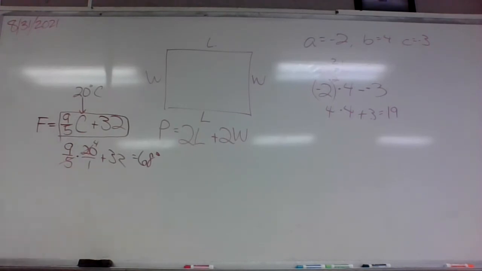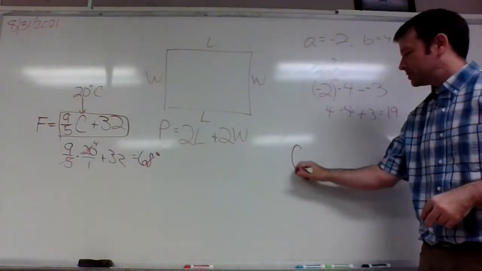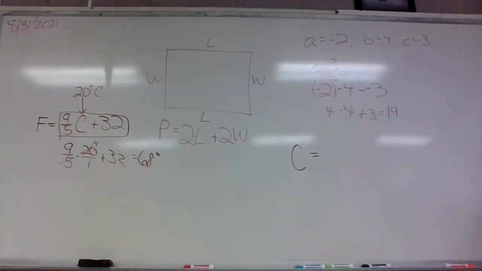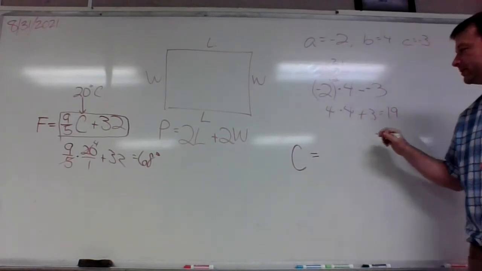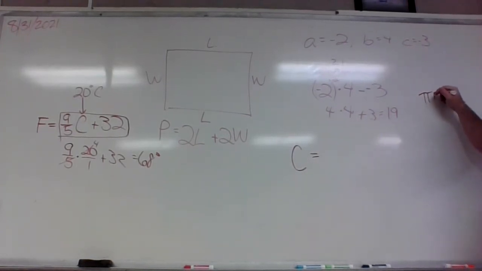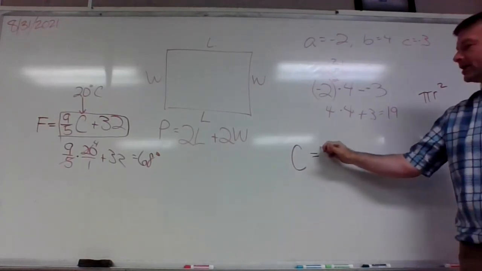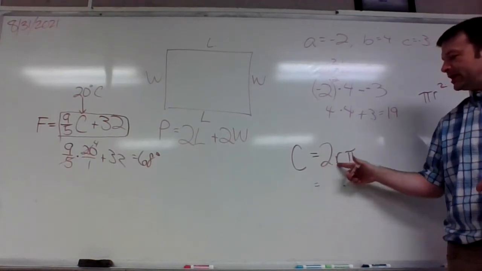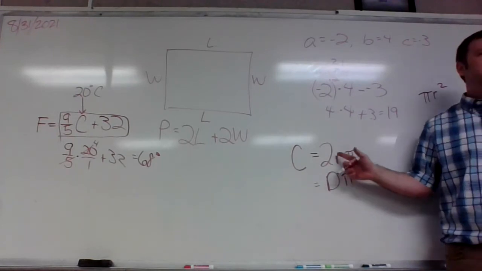15 is the circumference of a circular table. How do we find circumference? Probably forgot this, I'm sure. Something with pi. Yeah, okay, pi r squared is actually the area of a circle. What about 2 pi r? 2 pi r is the circumference, or 2 times the radius is the same thing as diameter times pi. So use one of those two.